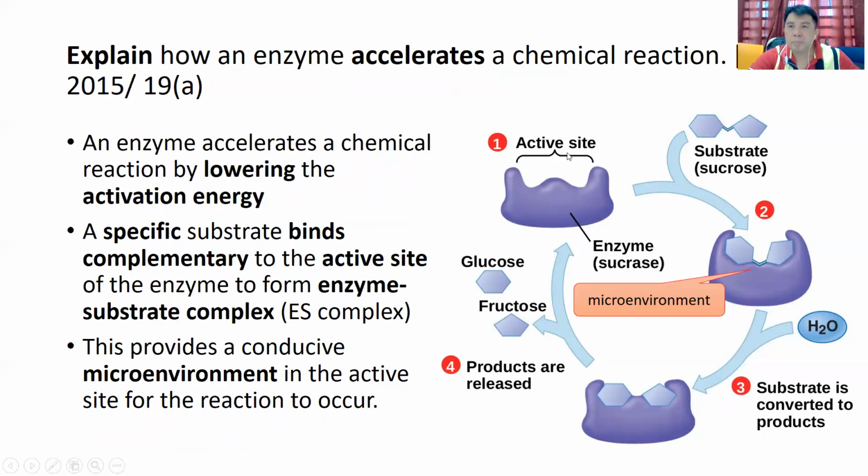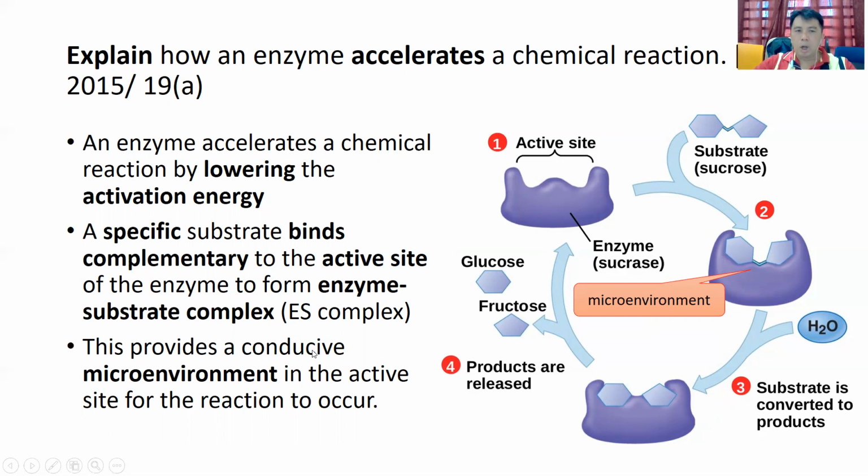Then the next question is: explain how an enzyme accelerates a chemical reaction, year 2015. So here is how an enzyme accelerates. Here I use the induced fit hypothesis. An enzyme accelerates a chemical reaction by lowering the activation energy. When you write this, you get 1 mark. Then a specific substrate binds complementary to the active site of the enzyme. We must always mention the active site of the enzyme to form the enzyme substrate complex.